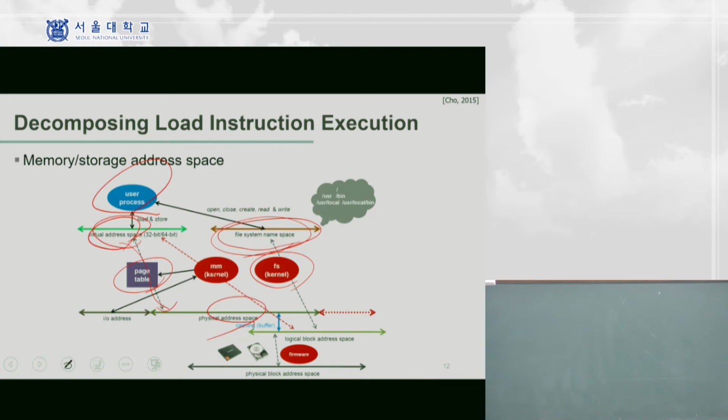Let's say you read some block from your file. Then the file system translates the file system namespace into a logical block address to access a specific block in the disk, right? So that's done by the file system. And the logical block address is further translated into a physical block address space using firmware like FTL. So there are a bunch of memory and storage address spaces, and they require translation using hardware and software.